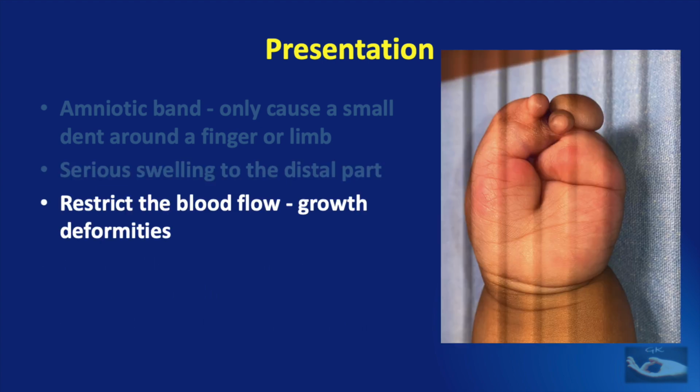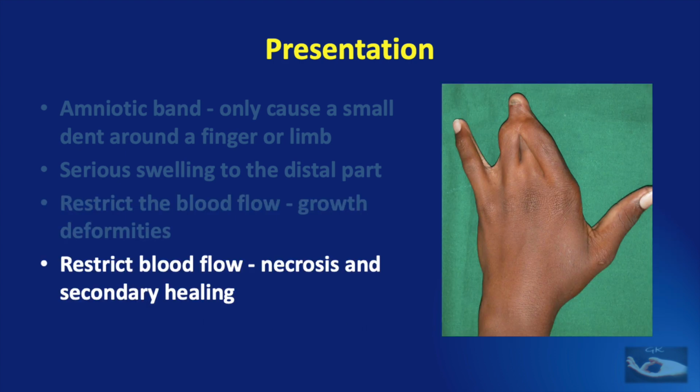Sometimes there may be a restriction of blood flow leading to growth deformities distal to the constriction bands or necrosis and secondary healing. Here the fingers had formed normally in the fetus, but amputation of the tips of the index and ring finger occurred along with the raw areas on the middle finger, which all got fused together during the growth of the fetus.